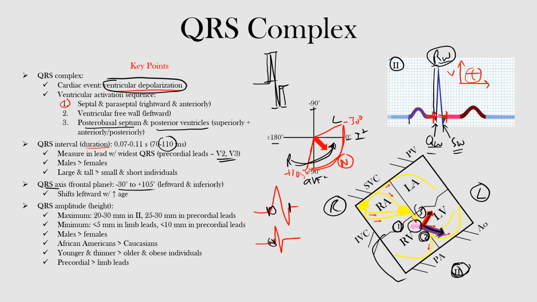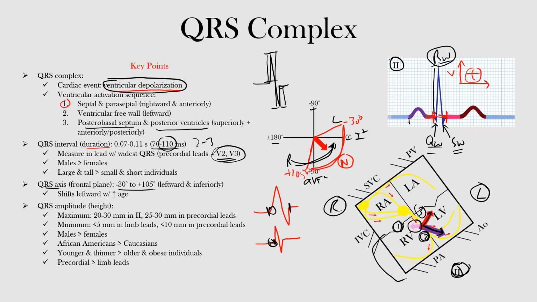Then we talked about the QRS interval, which is also the QRS duration. Normally it should be between 70 and 110 milliseconds, which was about 2 to 3 of those small boxes. Remember, we measure this in the lead with the widest QRS complex, okay, not to miss any isoelectric segments of the interval, okay, and that's often in the precordial leads, and look to V2 and V3 to clue you in first.